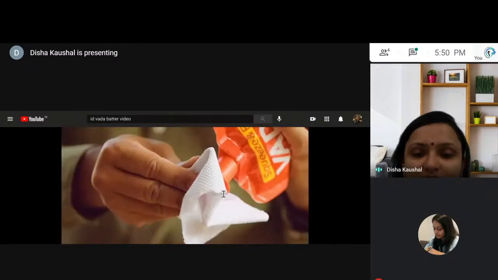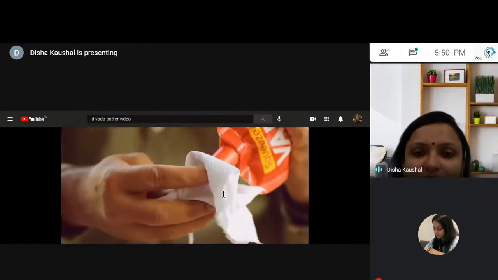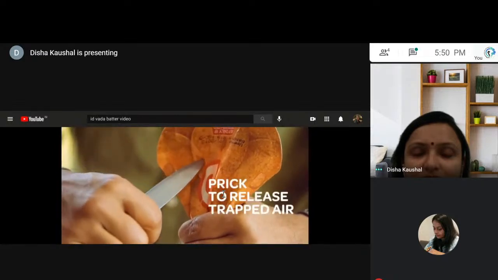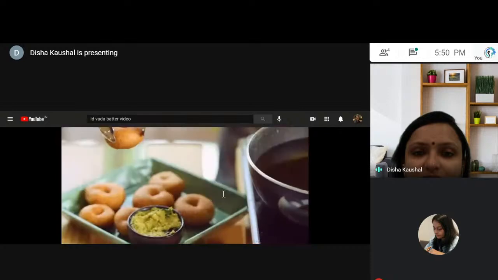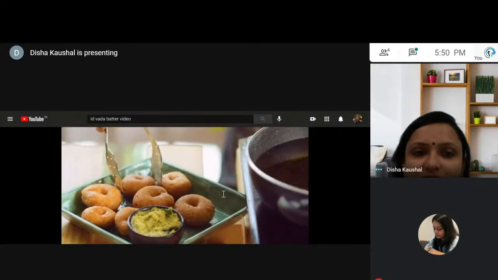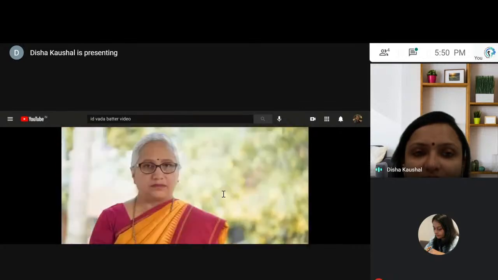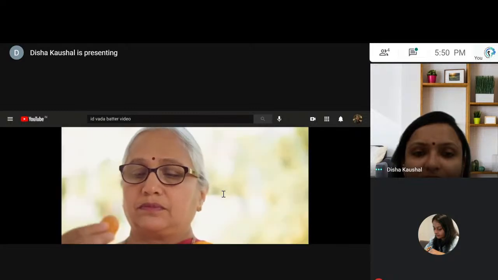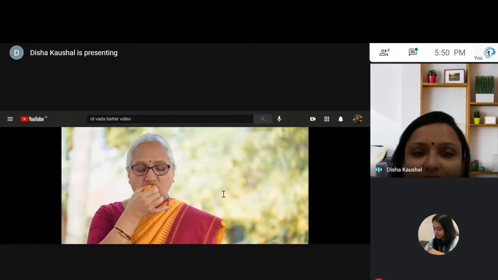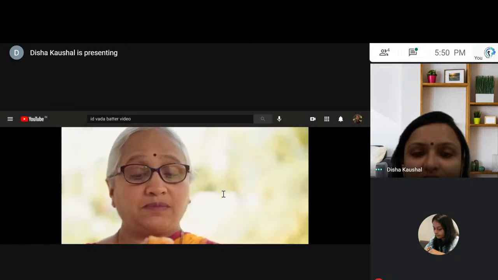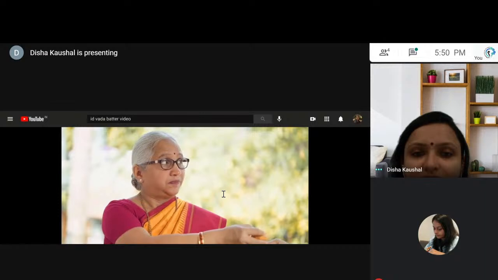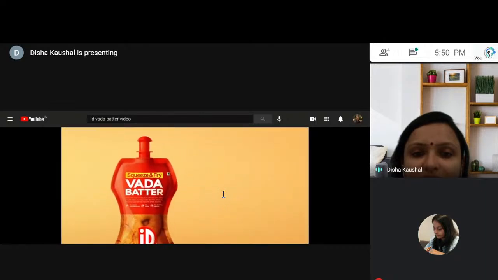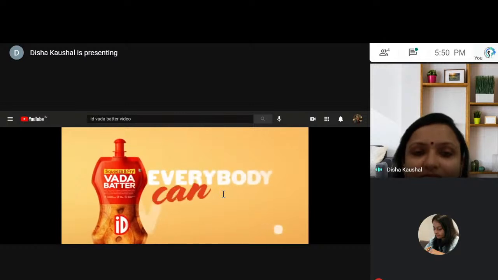If batter accumulates at the nozzle, wipe with a clean tissue or cloth before making the next one. If air enters the bag, simply prick with a clean, sharp object. And you're done. You can even have your crispy hot vadas tested by a vada expert. Success. But of course, with new ID Vada Batter in the pack that shapes batter into Vadas, everybody can Vada.